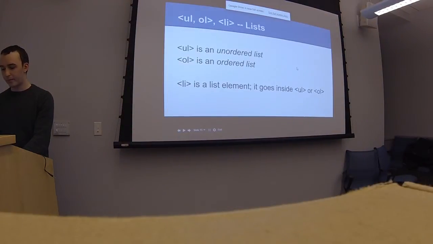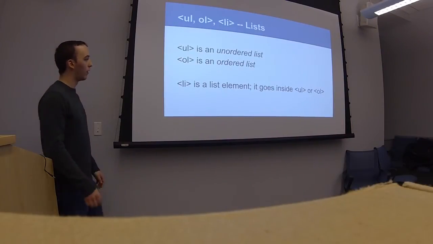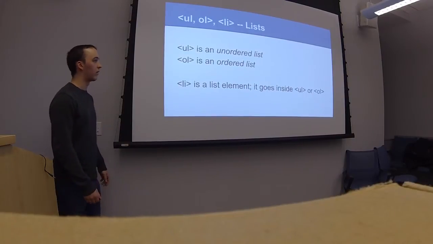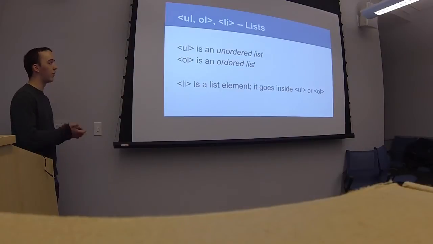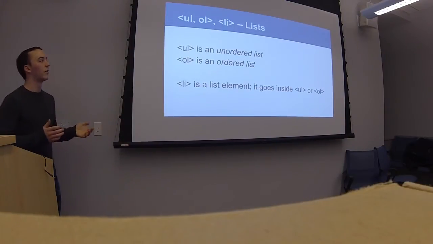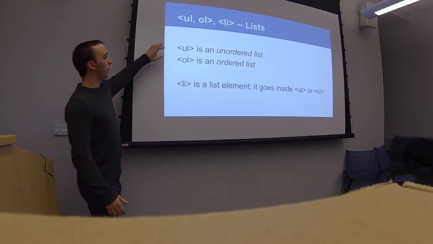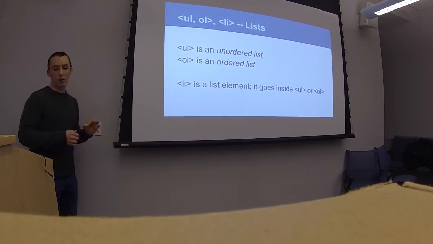All right. So now lists. UL is an unordered list. OL is an ordered list, and I'll show you the difference in a second. And then LI is a list element. So now this is the first tag that we see where they interact with each other. So if we do UL, what it would do is bullet points. And I'll show you that right now.